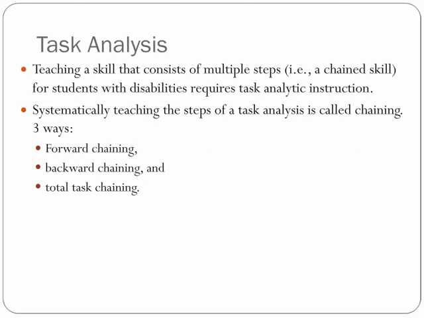So this is just a summary slide to remind you that teaching a skill that consists of multiple steps, or a chain skill, for students with disabilities requires task analytic instruction. Systematically teaching the steps of a task analysis is called chaining, and the three ways that we can do that are forward chaining, backward chaining, and total task chaining.